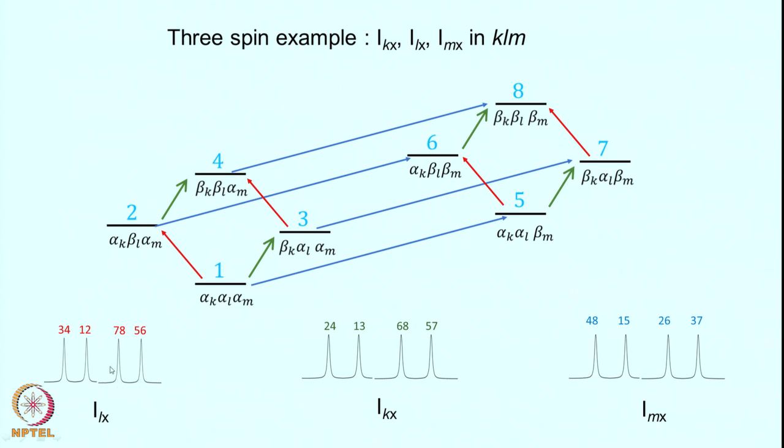Since all of them are in phase, I must write them as absorptive line shapes for each one of those. The individual transitions are indicated here for the L magnetization, the K magnetization and the M magnetization. So this is the simplest. Here we are seeing the individual transitions of the K and L spins, and we call them in-phase magnetizations because they are in phase with respect to the orientation of the other 2 spins. Regardless of what the other 2 spin states are, I have the same positive absorption signal, therefore we call them in phase.